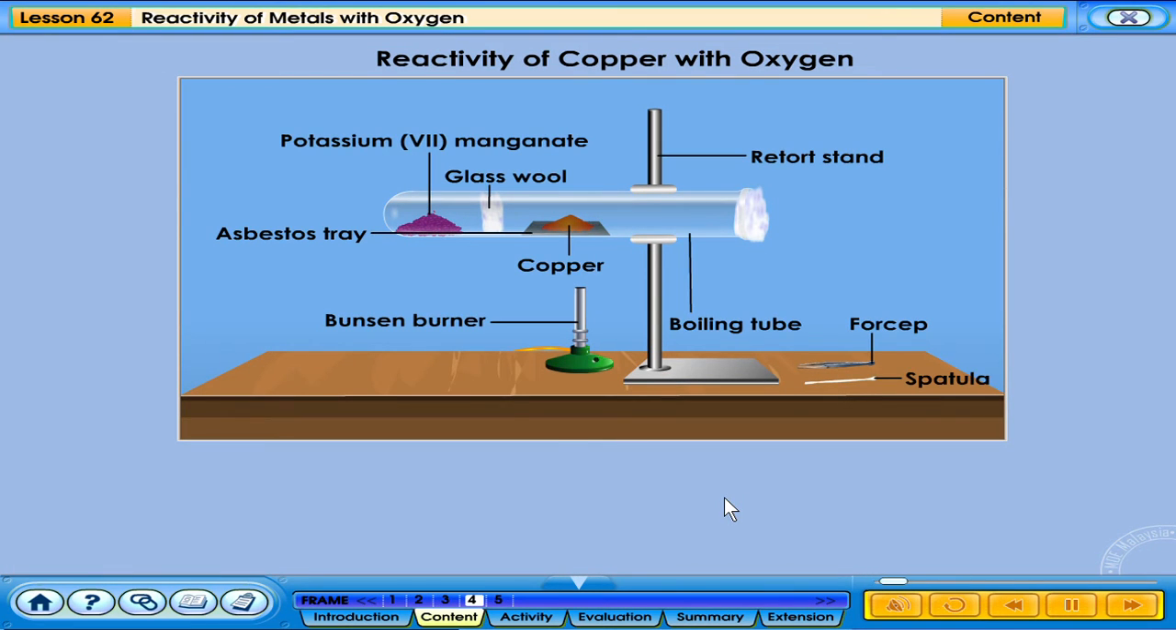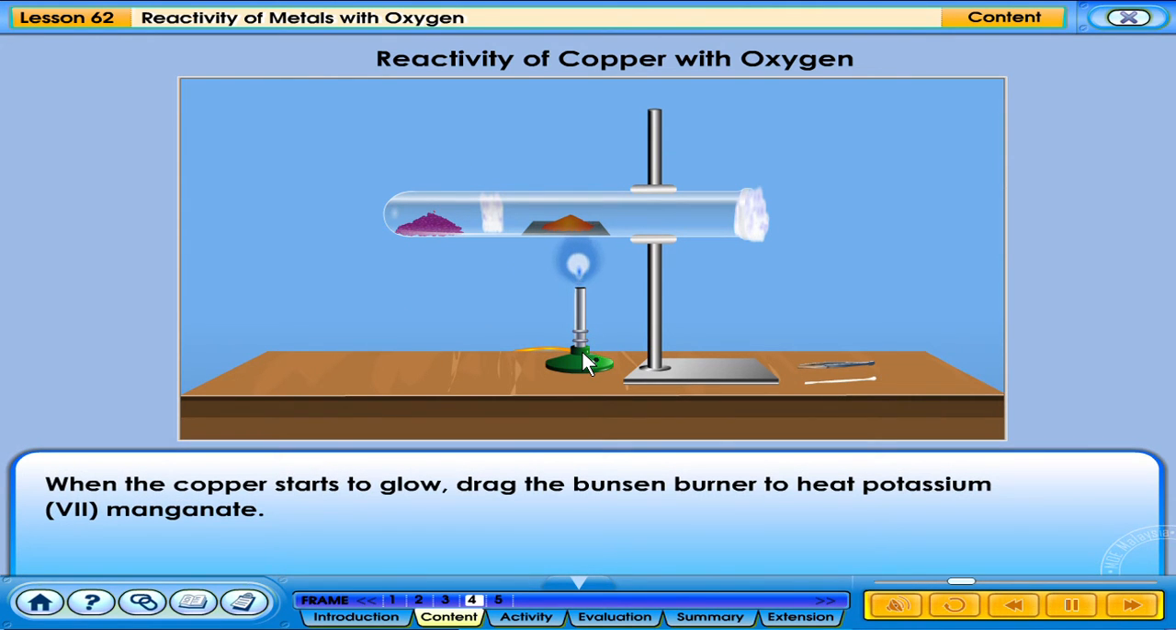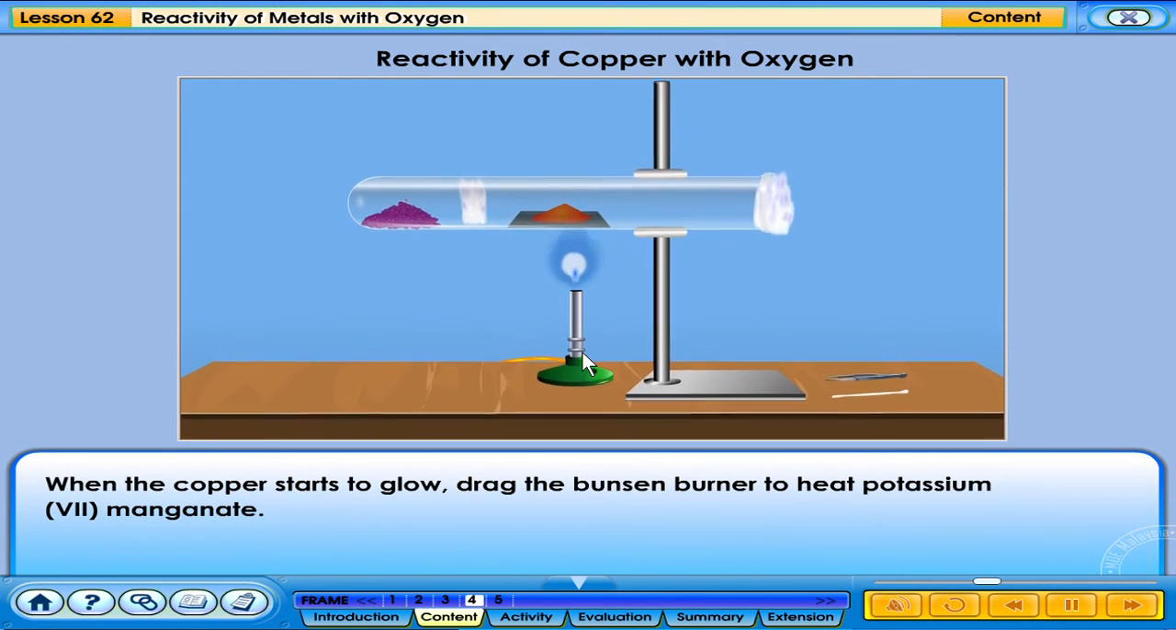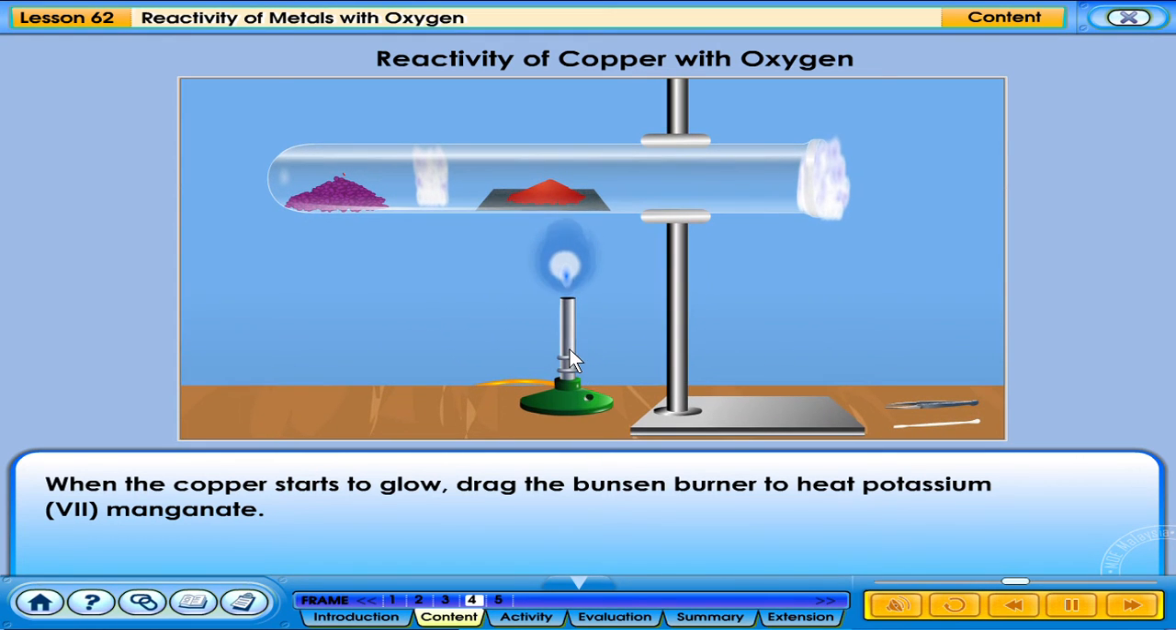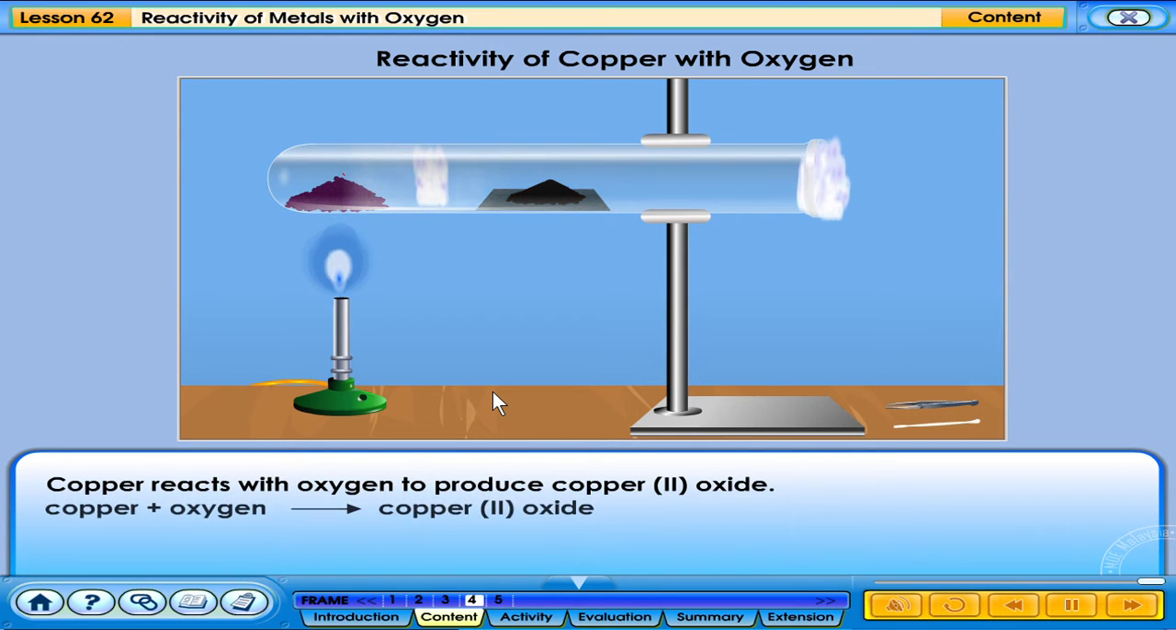Click the Bunsen burner to heat the copper. When the copper starts to glow, drag the Bunsen burner to heat potassium permanganate. Copper produces only a slight glow when reacting with oxygen. Copper reacts with oxygen to produce copper 2 oxide.